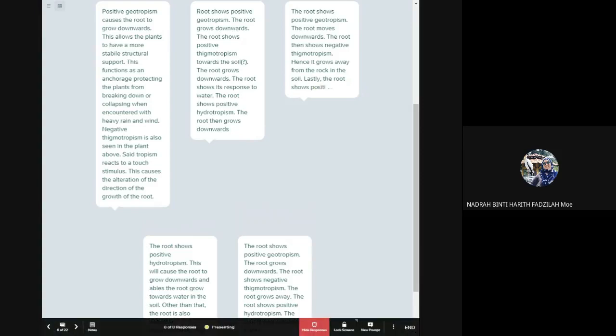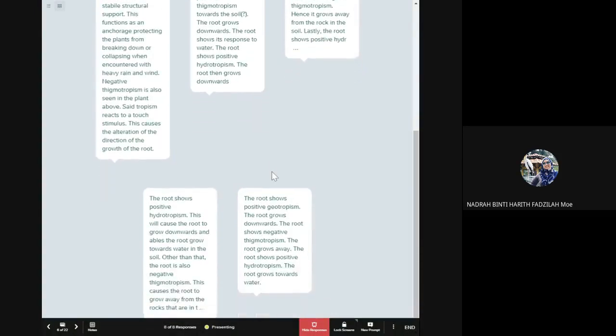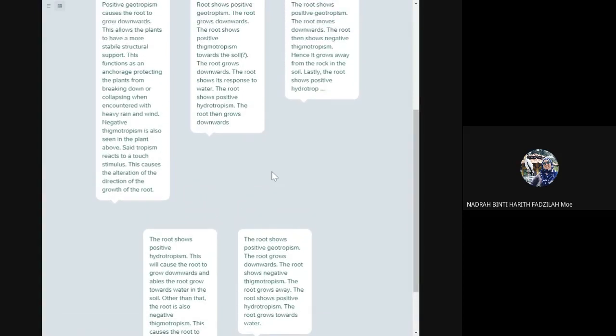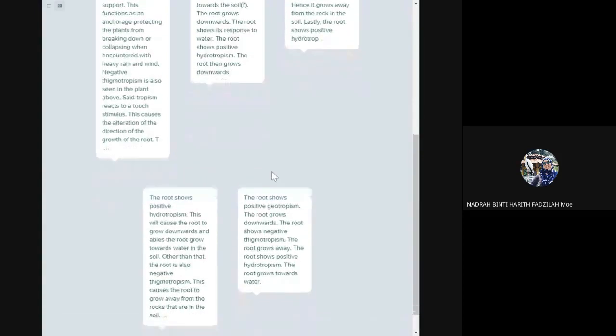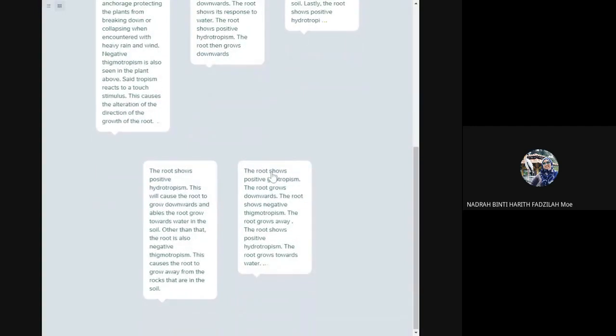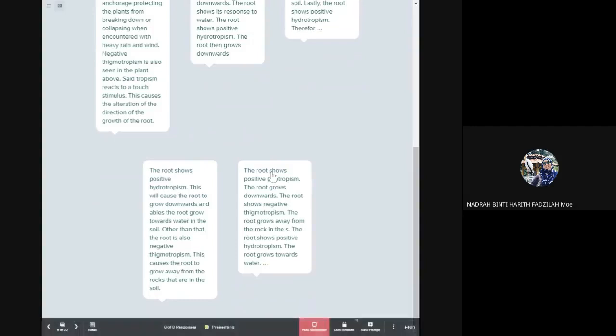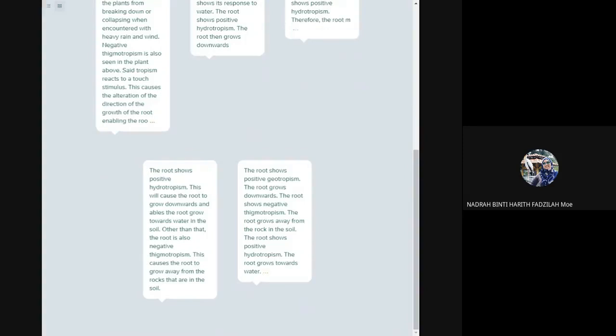Okay, very good. Root shows negative thigmotropism, hence it grows away from the rock in the soil. Lastly, it shows positive hydrotropism. Bagus. The root grows towards water. Okay, very good.